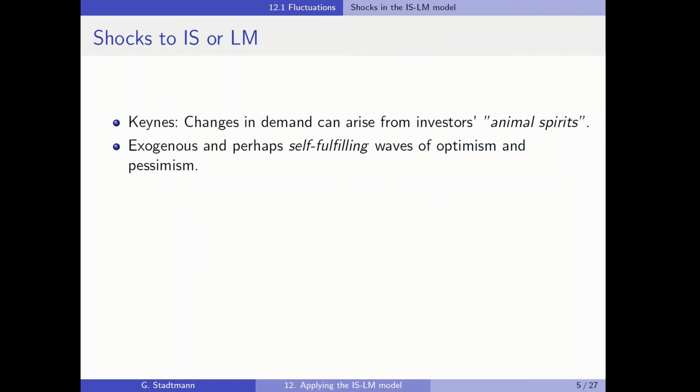Keynes argued that changes in demand can arise from investors' animal spirits. Animal spirits implies that maybe the real cause which is leading to a recession is not very obvious. So there is no big change in macroeconomic fundamentals. It's not the case that there is a big earthquake which is destroying production facilities or killing the labor force. It's not that obvious.